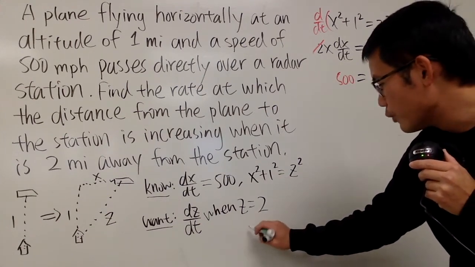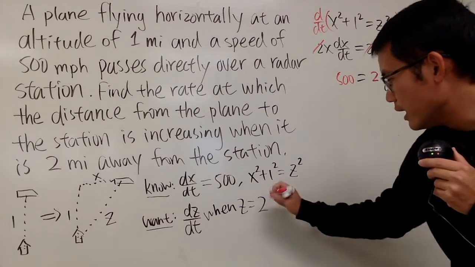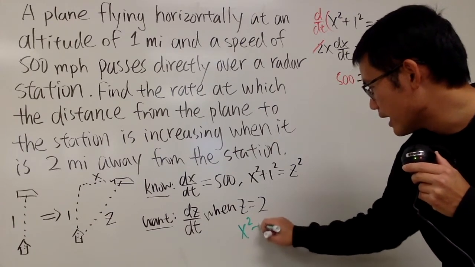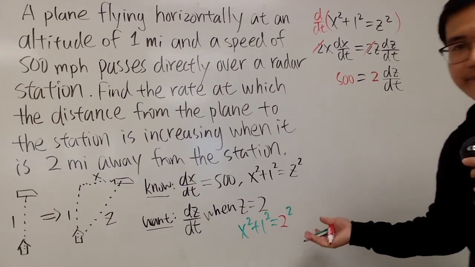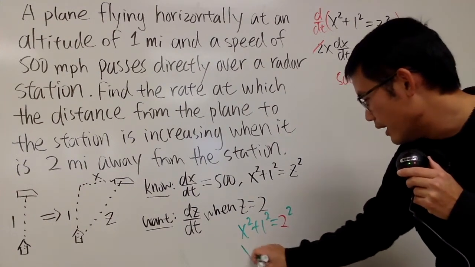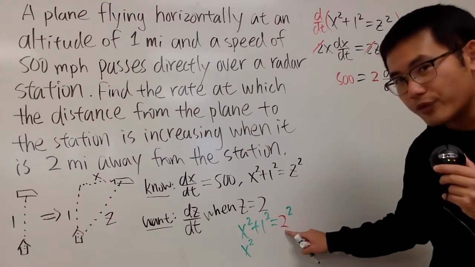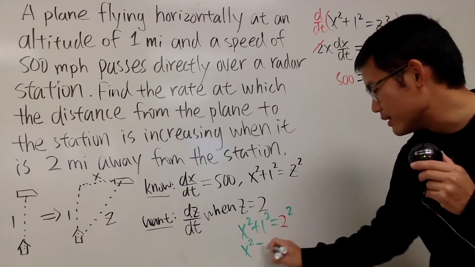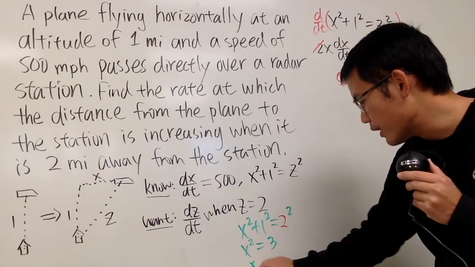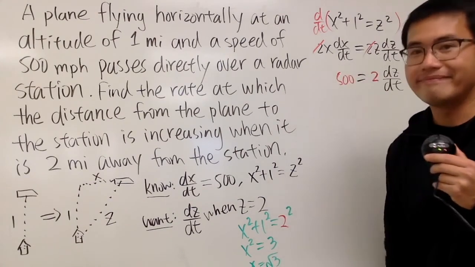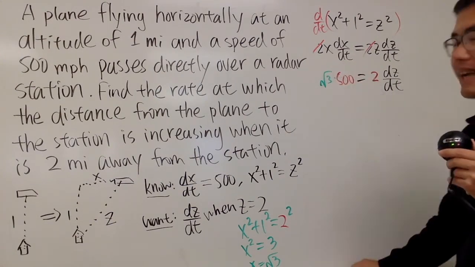We know that when we have z equal to 2, we have the equation x squared plus 1 squared is equal to 2 squared, like this. And just do this real quick. x squared plus 1 is equal to 4. Minus 1 on both sides, so we get x squared is equal to 3. Take the positive square root on both sides, so we know x is equal to the square root of 3. Very nice. So I come back here, multiply this by the square root of 3 like that.